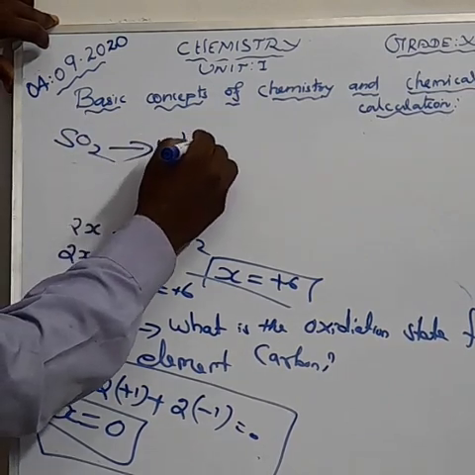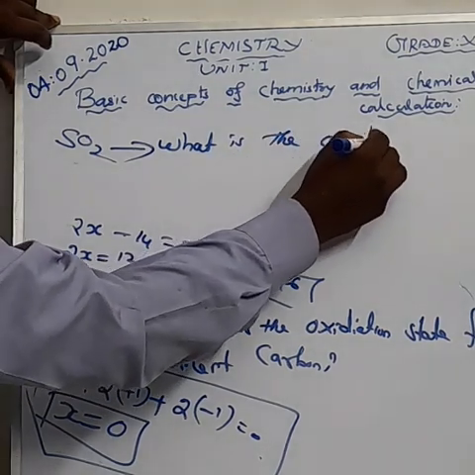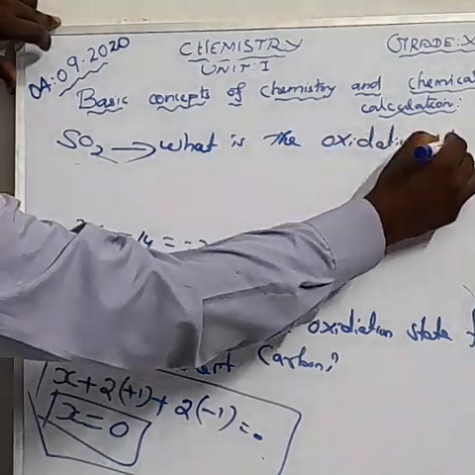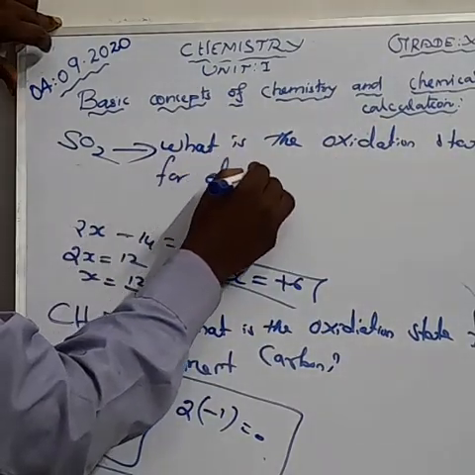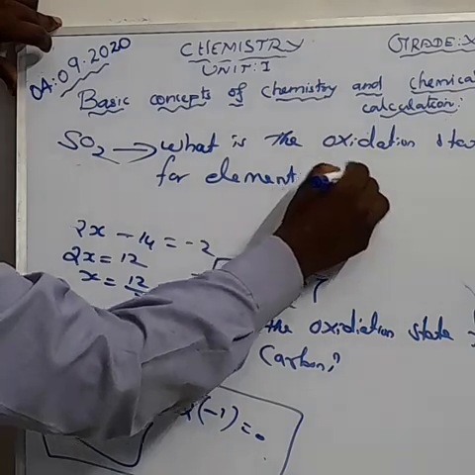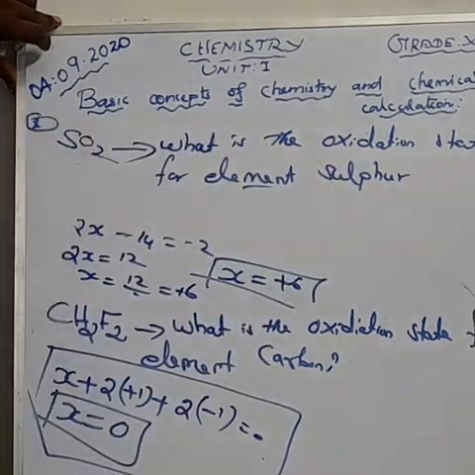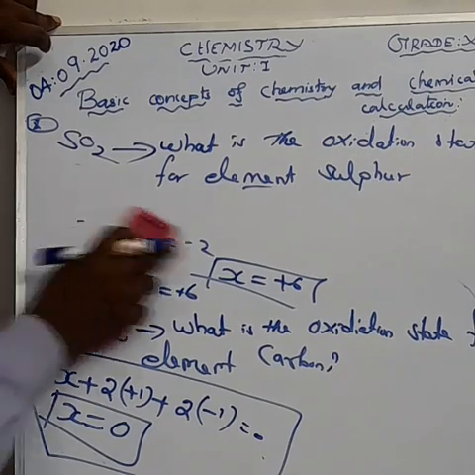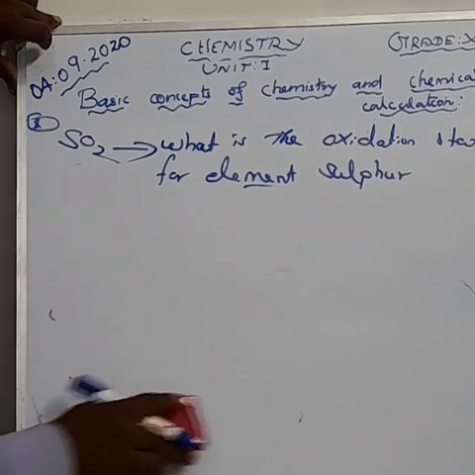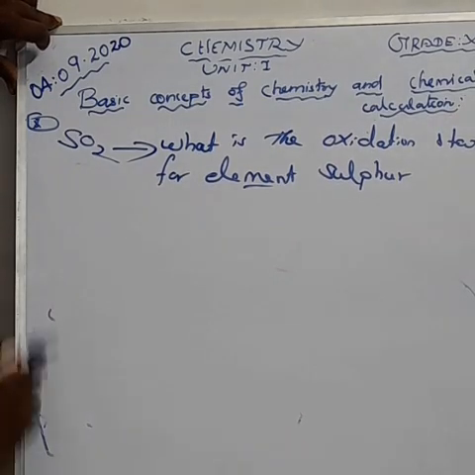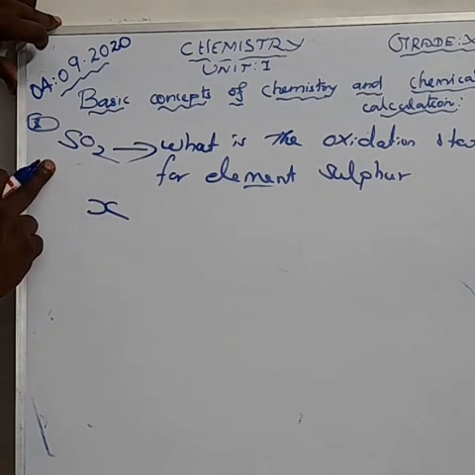What is the oxidation state for element sulfur? Okay, this is important. Which one do you want to find out? Sulfur. Okay, sulfur is taken as X. Am I right?